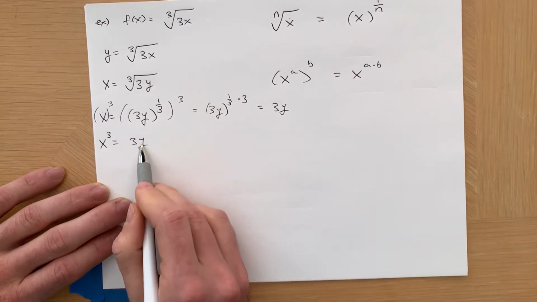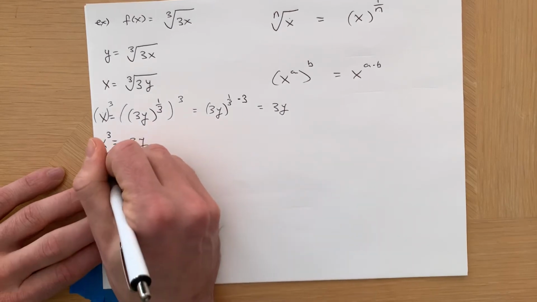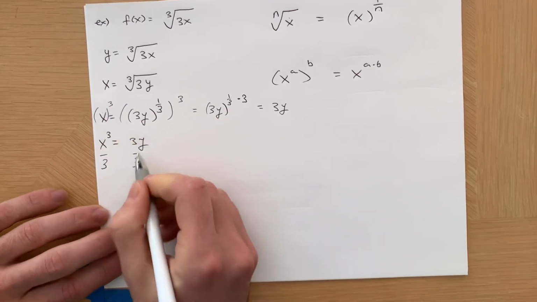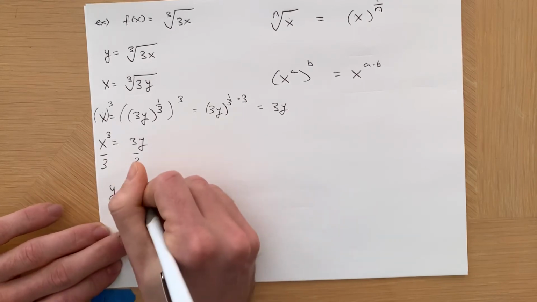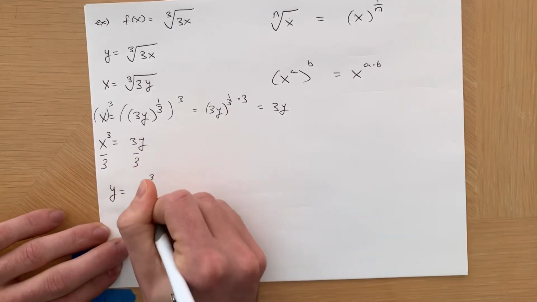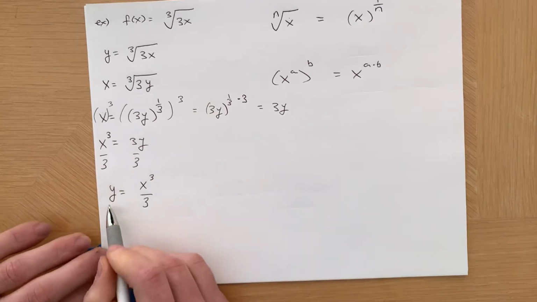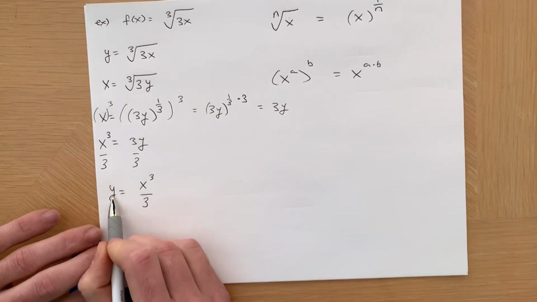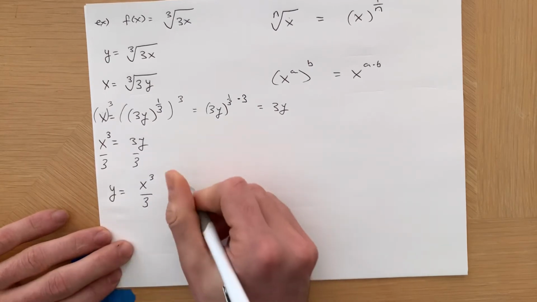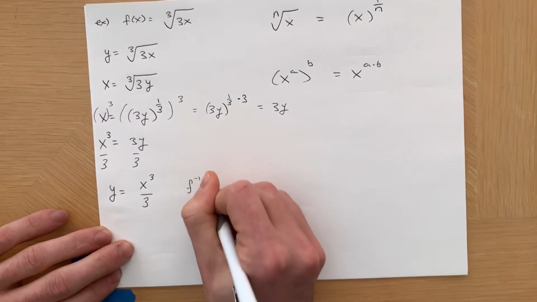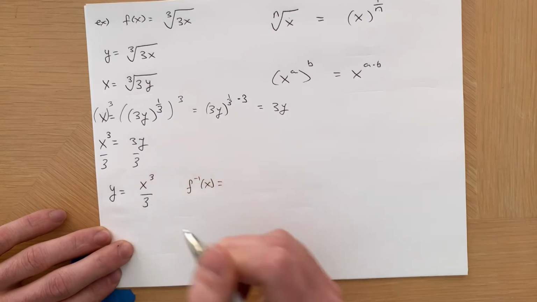And again, we want to solve for y, so the last thing to do is just divide by 3 on the other side. So we're going to get y is equal to x to the 3 divided by 3. Okay, and again, that was our f. We found what the y equals after switching the x's and the y's around. And whatever this y ends up being, that's going to be our f inverse. So our f inverse of x is equal to x to the 3 divided by 3.